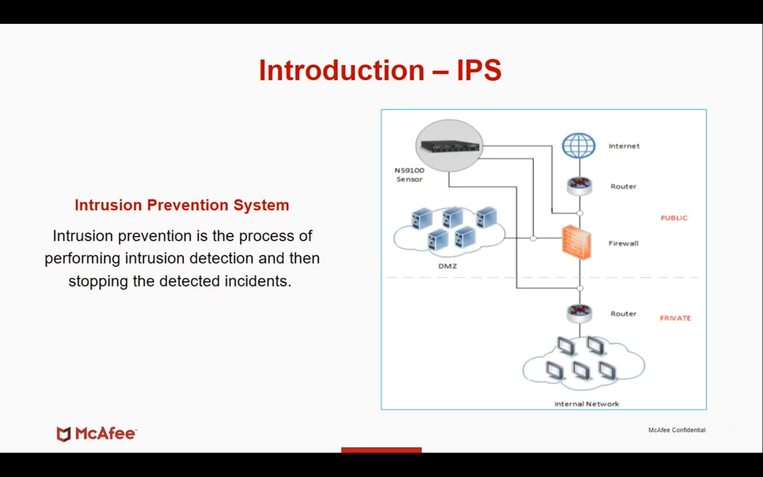Now let's look at what an IPS, that is an intrusion prevention system, is. As the name indicates, it will monitor the network traffic and detect any malicious activity on the network. However, in addition to detection, it will also block and stop the attack from entering your network. So, an IPS not only detects but also blocks the attack, and this type of protection is proactive in nature.